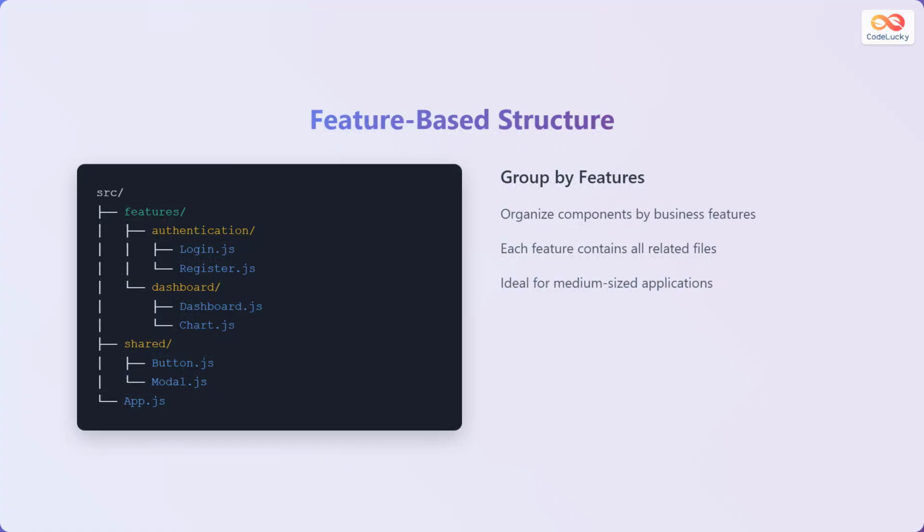Next, let's explore a feature-based structure. Here, components are organized by business features within the src folder. For example, you might have a features folder containing authentication with login.js and register.js, and a dashboard folder with dashboard.js and chart.js. There's also a shared folder containing reusable components like button.js and modal.js, along with app.js. This structure is ideal for medium-sized applications.